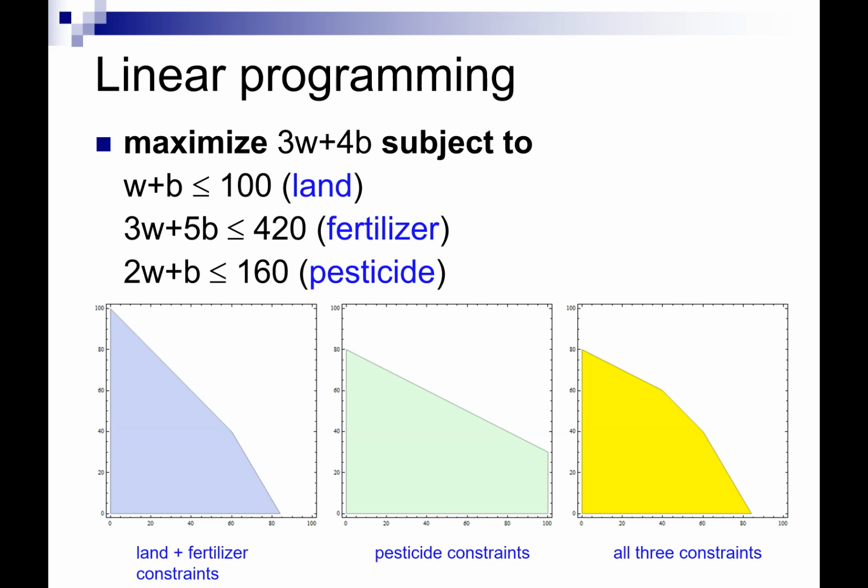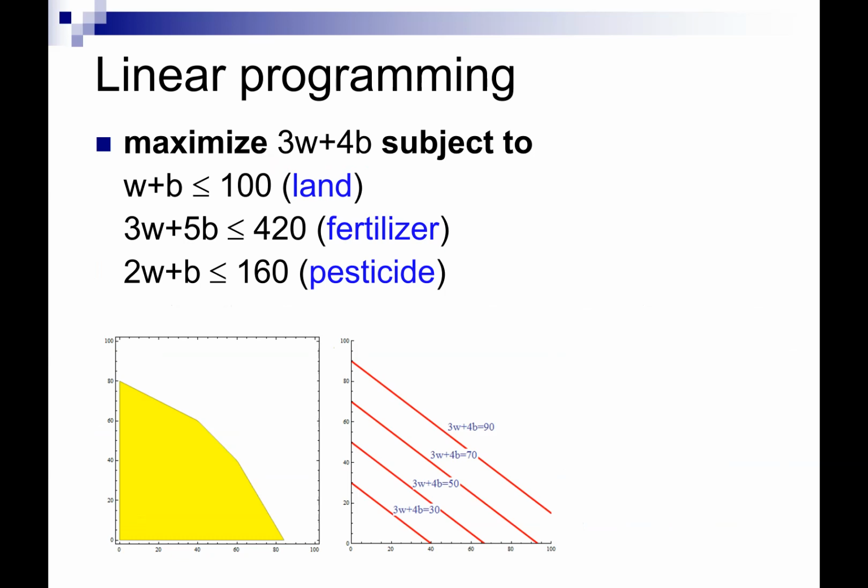Now we know which points satisfy these constraints. The next question is, out of all of these satisfying points, which one is going to help us maximize the revenue for the farmer, this 3W plus 4B function? To understand that, we're going to look at these things called level sets. We're going to take this function which gives the revenue, and look at all of the points which give the same amount of revenue.